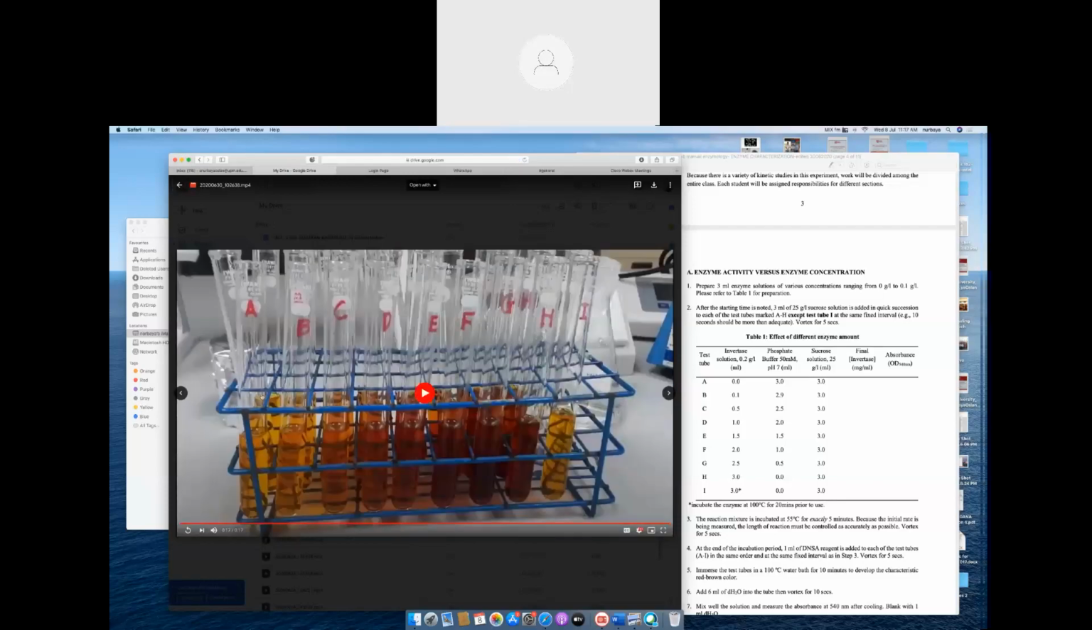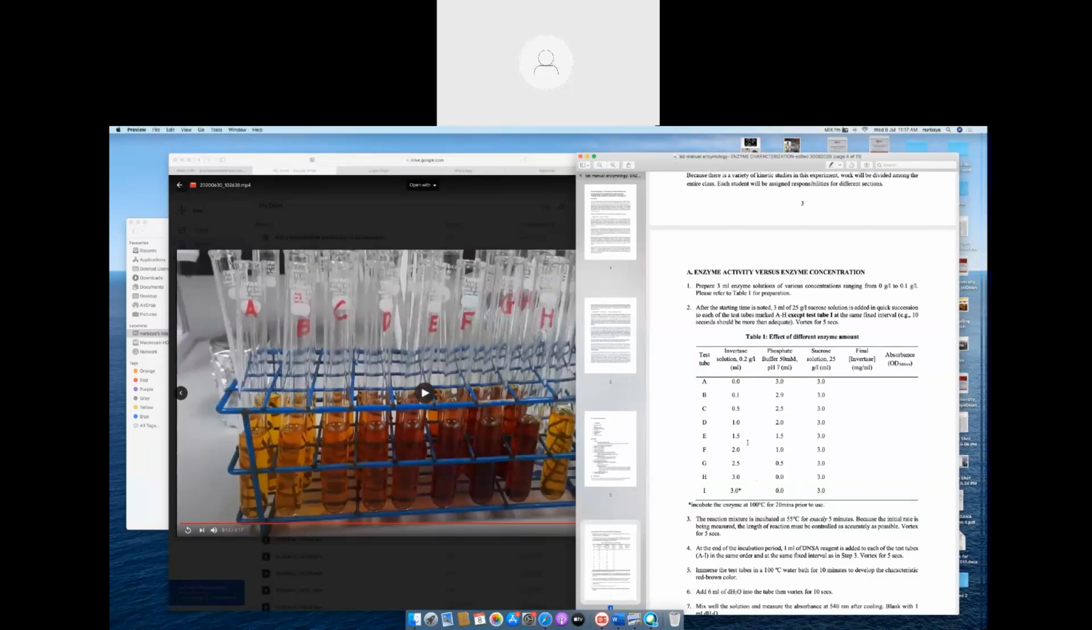Okay, and then tube B, right? Because the reading here, we got 0.0778. Okay, and then the reading for B is around 0.057. So the recommendation for this side, we can just say that 100 degrees for 20 minutes may not be sufficient to kill all the enzyme.